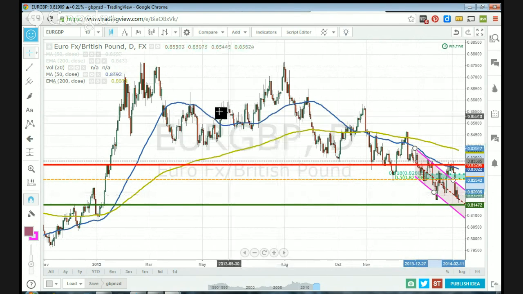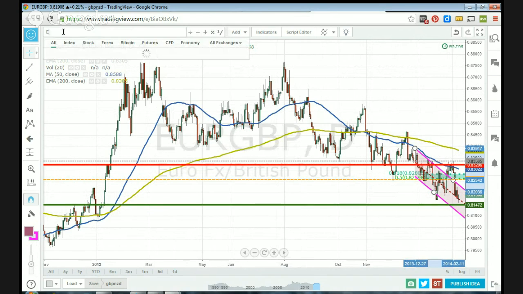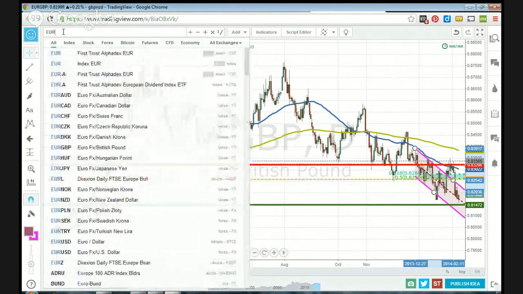So that's that. No real action to take on Euro Pound, basically, but perhaps something to do tomorrow. Euro Australian Dollar.